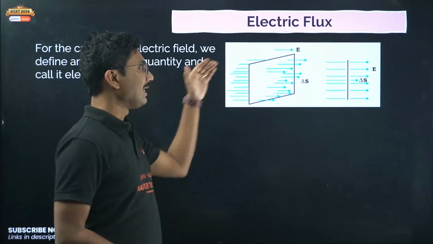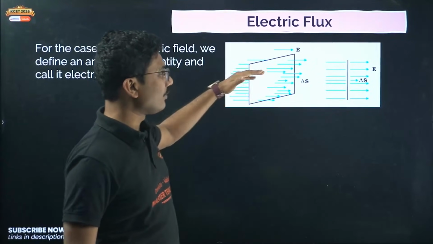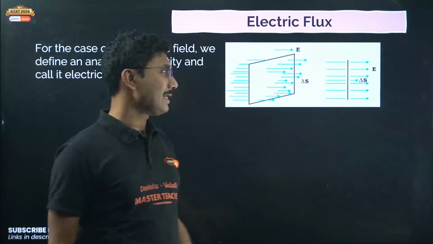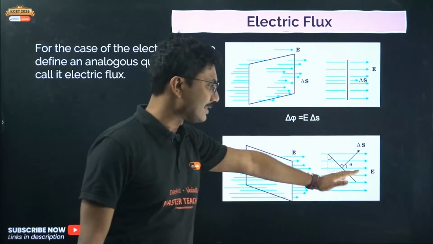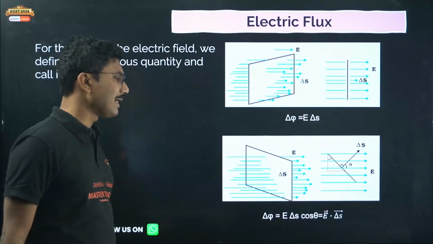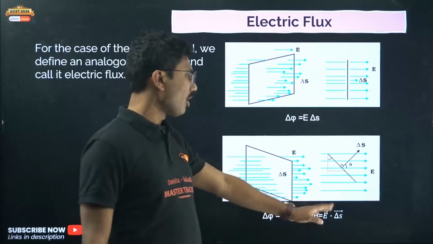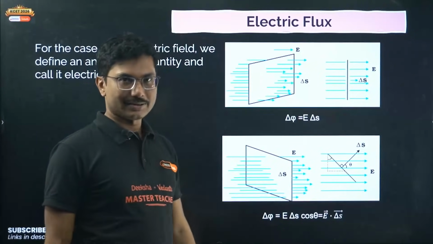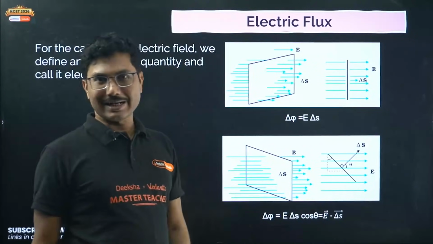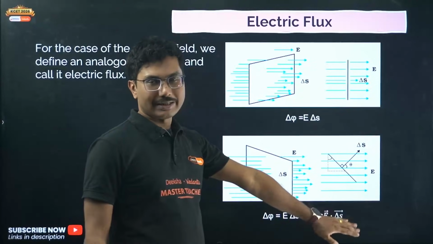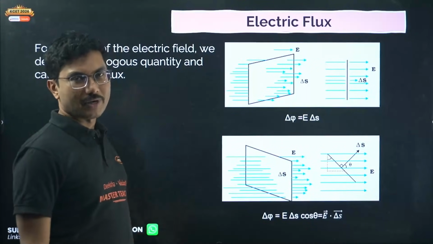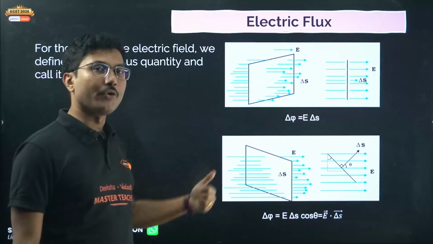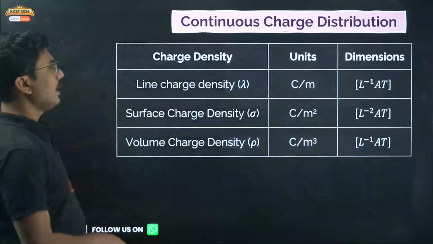If the electric field and delta s are perpendicular, the flux is given by E into delta s, and if there is an angle between them, it is given by E delta s cos theta, or E dot delta s. The dot product between the electric field and the surface area is the electric flux. The concept of flux comes from the fact of flowing water.